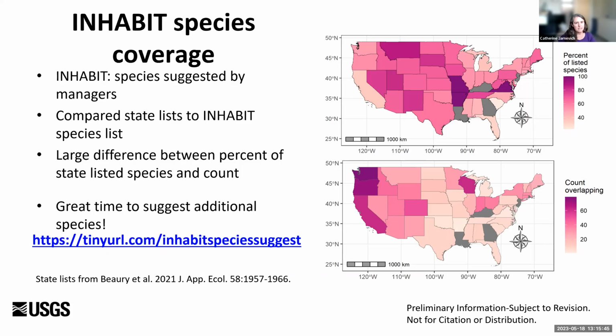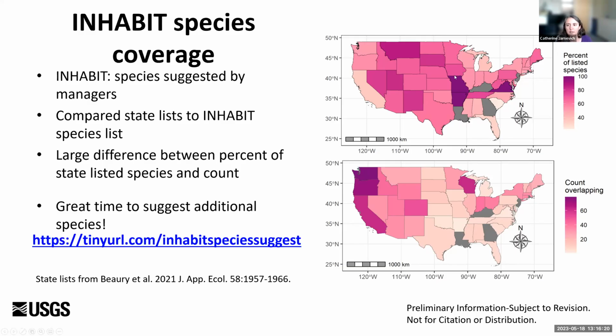So before going on to the next case study example, I wanted to briefly mention the INHABIT species coverage. So what species do we have included within INHABIT? As I mentioned before, INHABIT species are those suggested by managers. What I did here was compare state listed plant species to plant species that are modeled within INHABIT, and display that in a couple different ways.